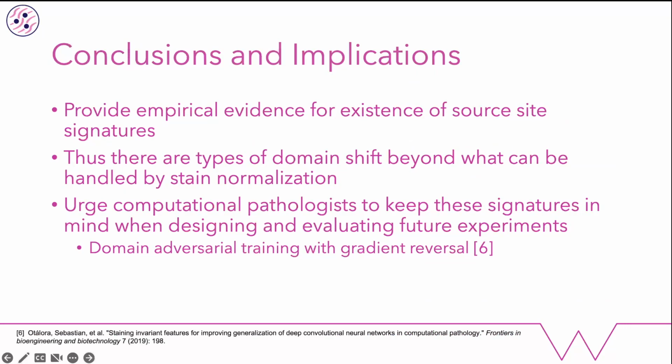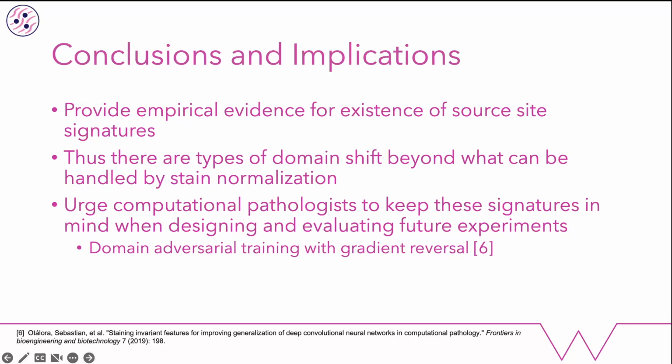In conclusion, our work has provided empirical evidence for the existence of source site signatures. This is significant as it demonstrates that whole slide images contain more severe types of domain shifts beyond what can be handled by stain normalization methods. Of course, stain normalization and estimation methods may be useful for other tasks such as stain quantification, which is determining how much stain there is.